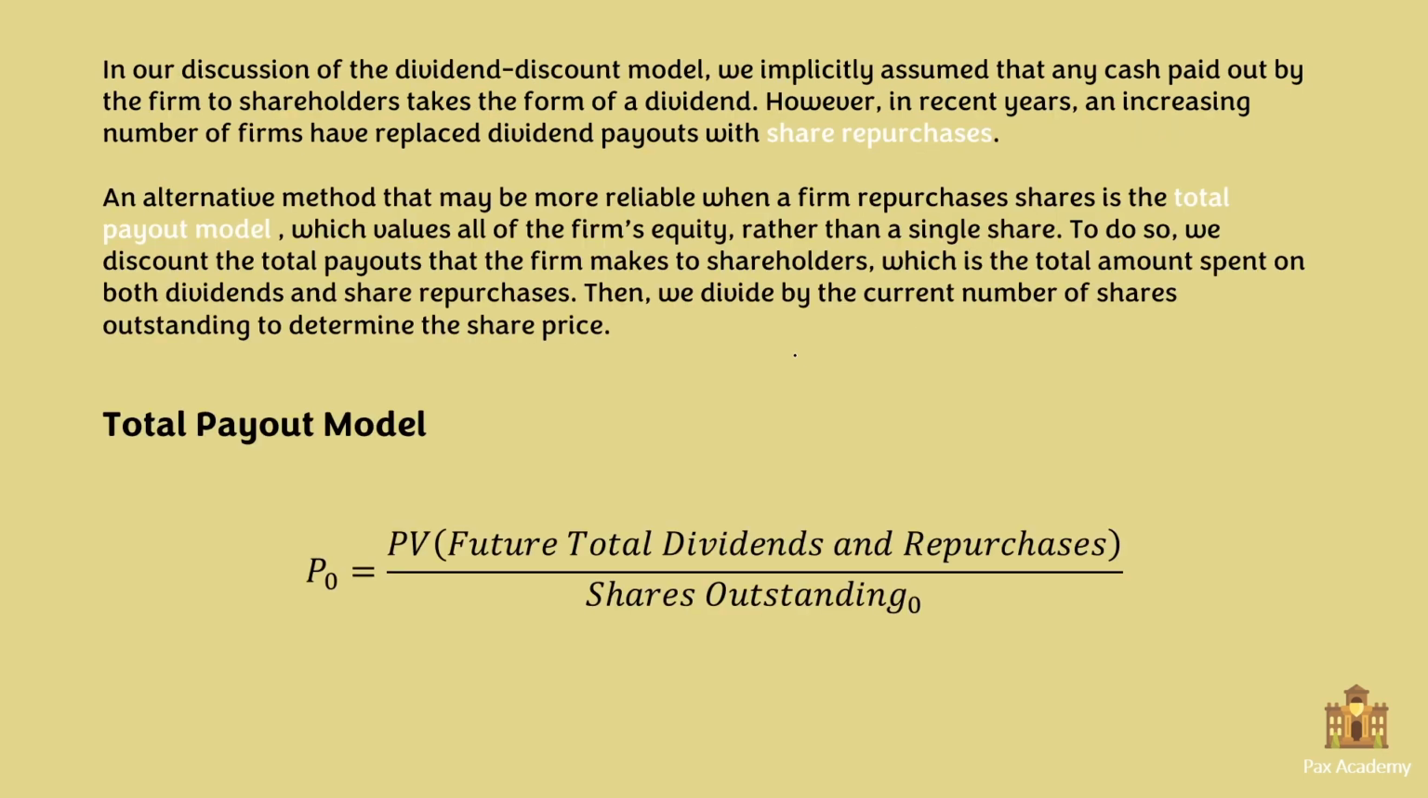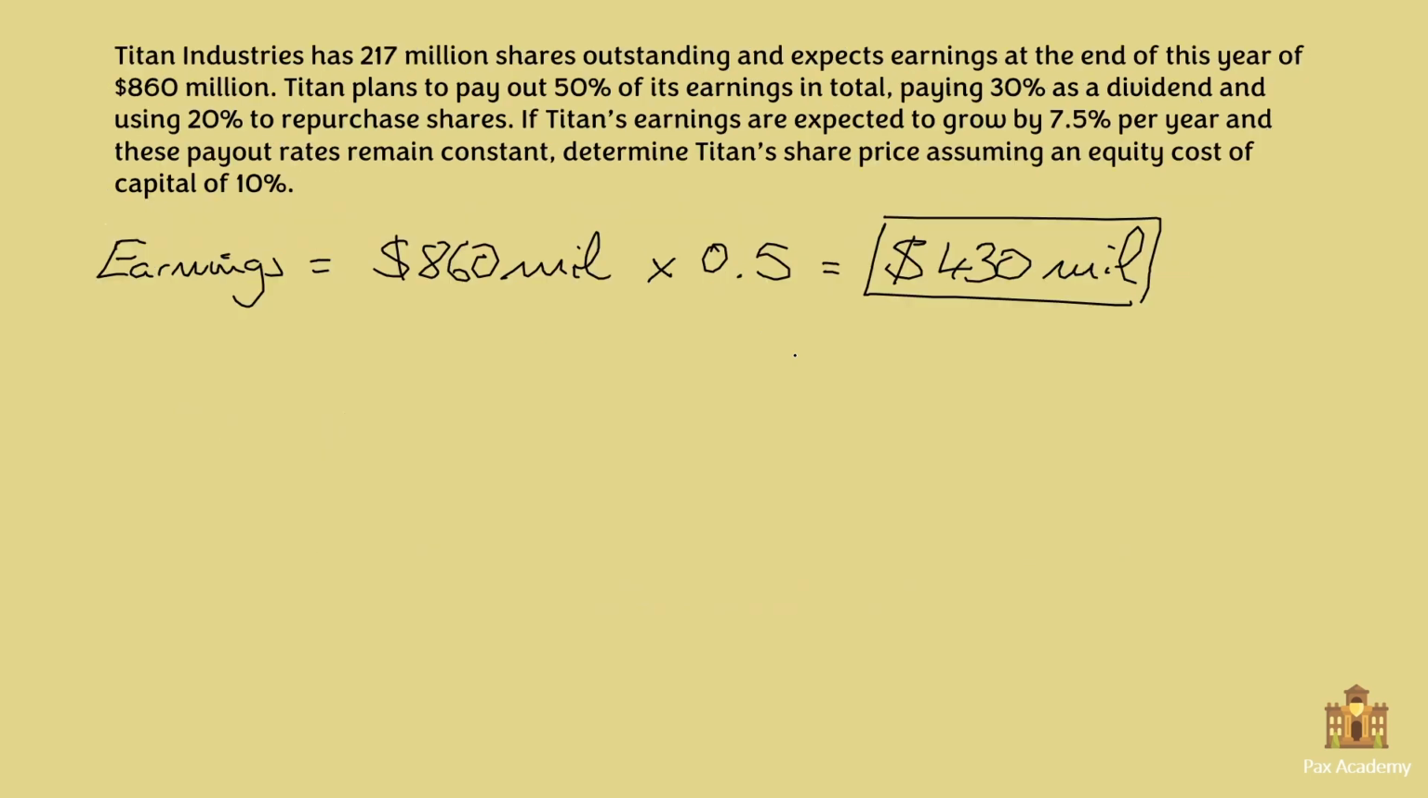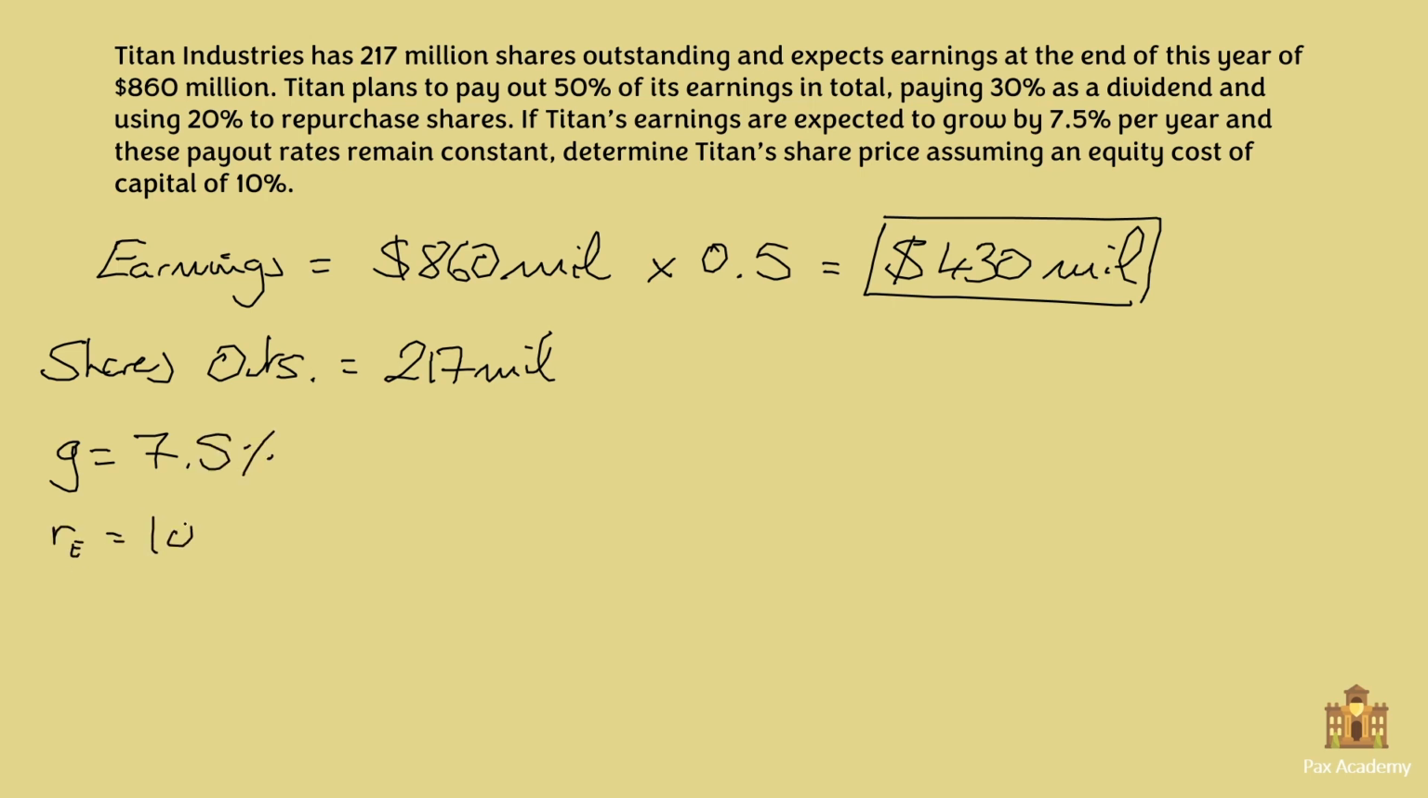We need to find the present value of future total dividends and repurchases. But before doing that, let's also write down the shares outstanding. The shares outstanding are 217 million. Then Titan's earnings are expected to grow by 7.5%, so the growth rate is 7.5%, and the equity cost of capital is 10%.